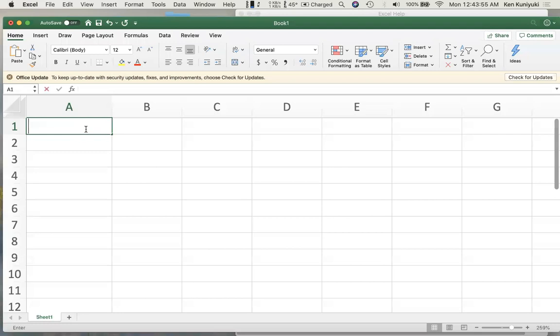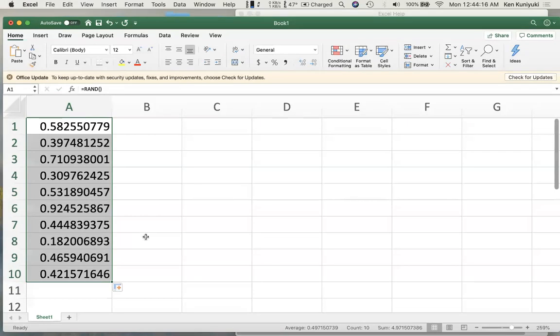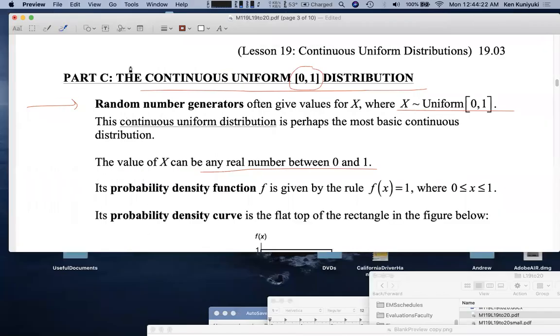So in Microsoft Excel, the command is equals RAND, and then you put a pair of parentheses. And here is a random number between 0 and 1 from that continuous distribution. We could have a list of 10 of them. So here we have a list of 10 random numbers between 0 and 1. Again, many scientific calculators will spit out these kinds of values from this distribution, a continuous uniform 0-1 distribution.